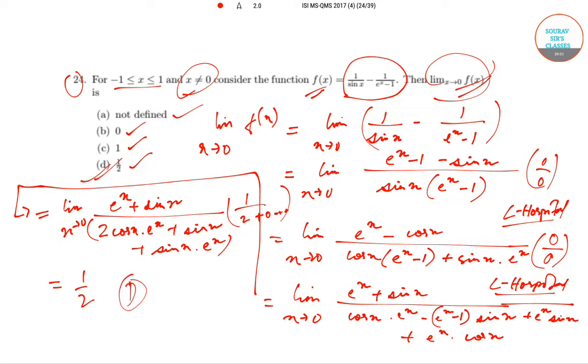So today we have solved question number 23 and 24 from the ISI MS-QMS question paper of year 2017. We'll be solving the next questions in the subsequent videos.